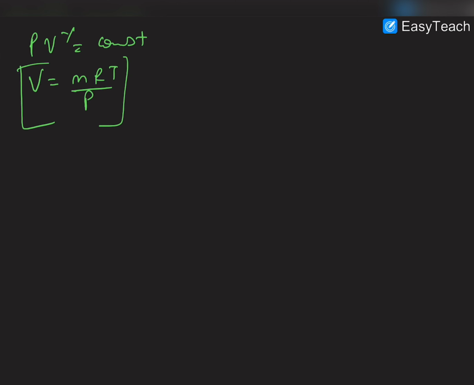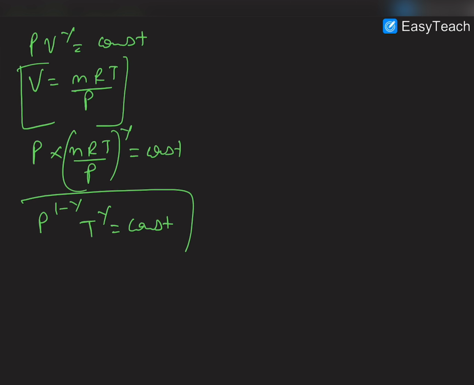This is the volume. So P into (nRT upon P) to the power gamma is constant, and this is P to the power 1 minus gamma T to the power gamma. You can see that this is P, and in the denominator it would be P to the power gamma. So P to the power 1 minus gamma into T to the power gamma is equal to constant. So this is the equation of adiabatic process in another form.